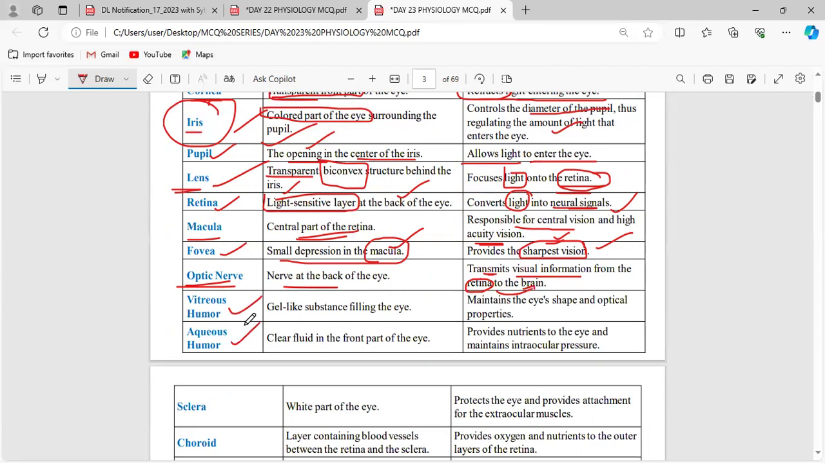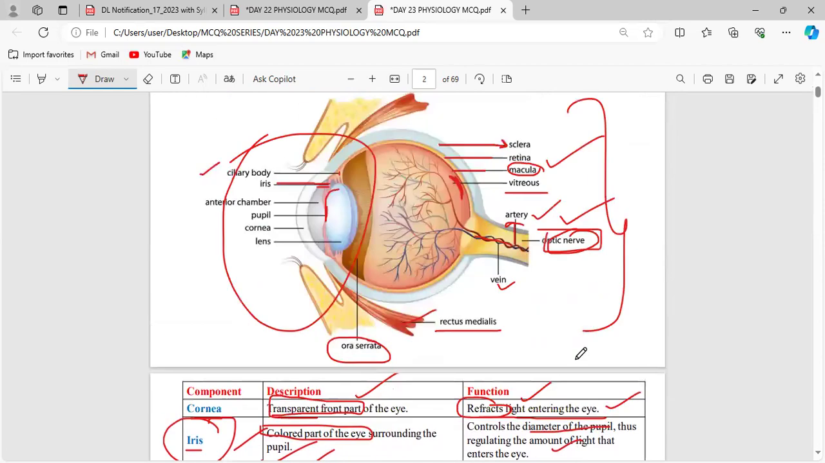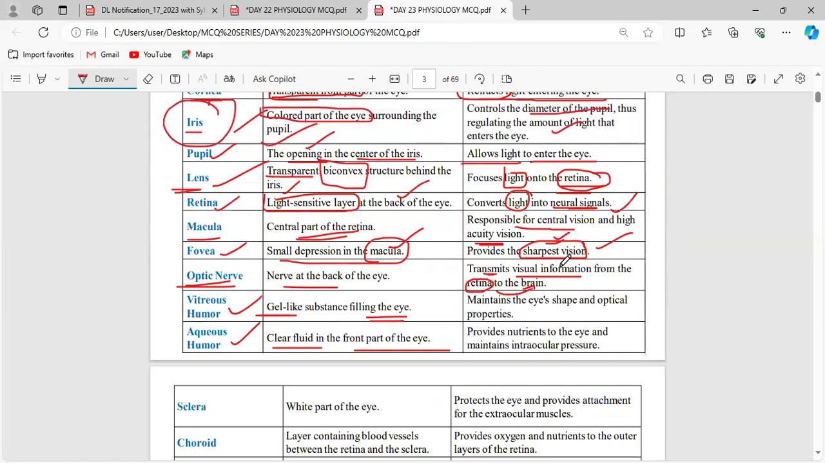Now, what are vitreous humor and aqueous humor? Vitreous humor is a gel-like substance that fills the eye. Aqueous humor is the clear fluid in the front part of the eye. The vitreous humor is the one that maintains the shape of the eye.